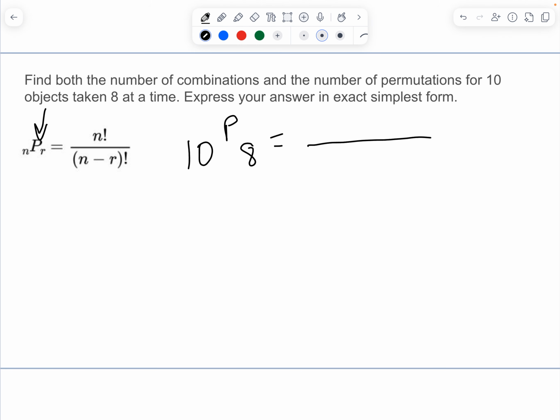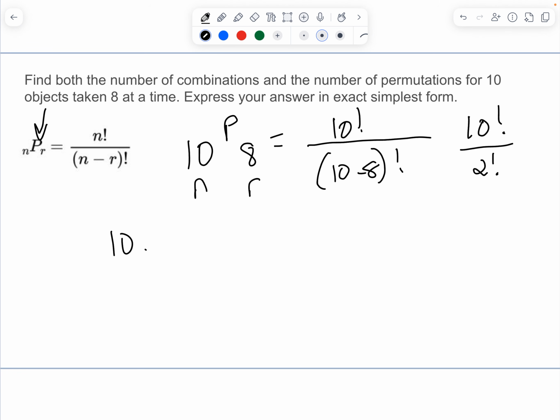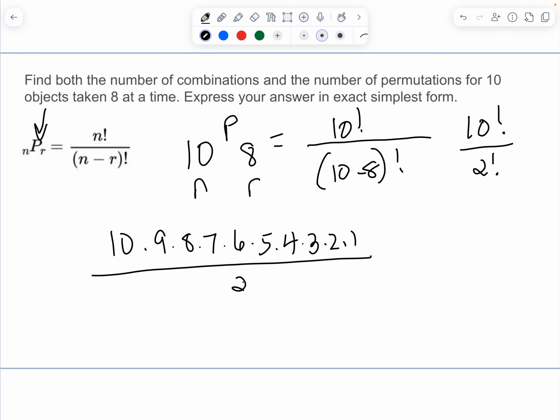So remember this is our n and this is our r. So we have 10 factorial, and down in the basement, we have 10 minus 8 factorial. And if we simplify that, we have 10 factorial over 2 factorial. Okay, so let's write it out. 10 times 9 times 8 times 7 times 6 times 5 times 4 times 3 times 2 times 1, all over 2 times 1. Okay, this is going to be a much bigger number than we got on our combination. So the only thing I can cancel out is my 2s and my 1s.